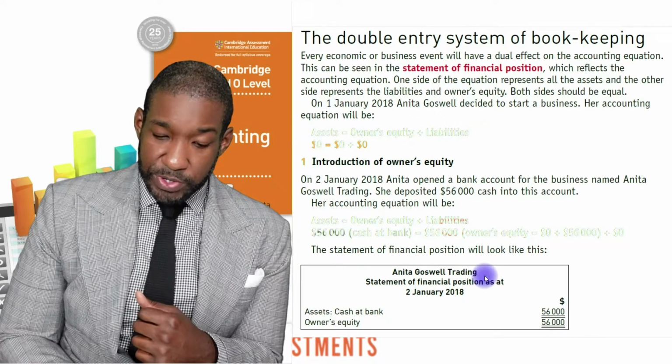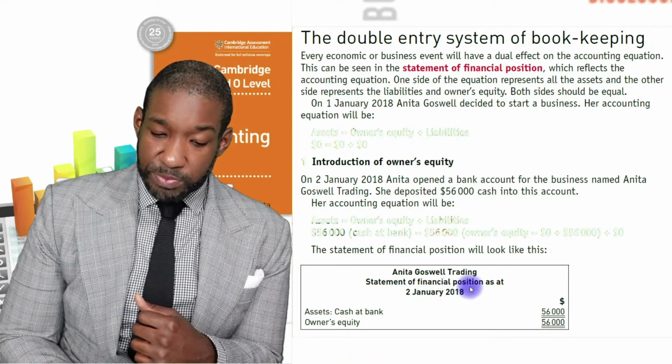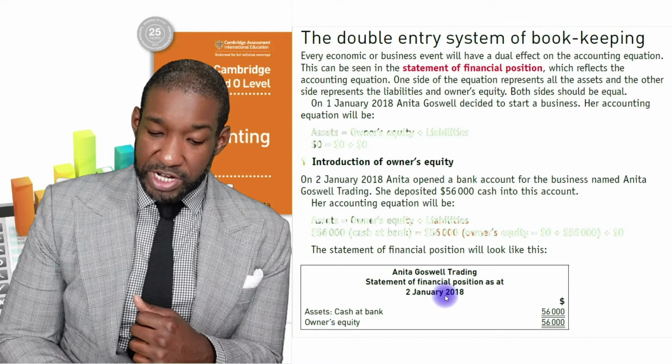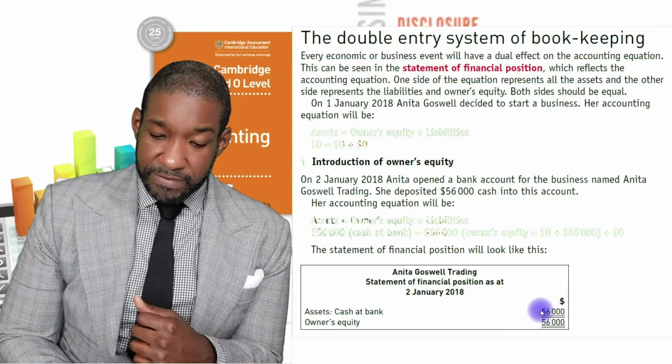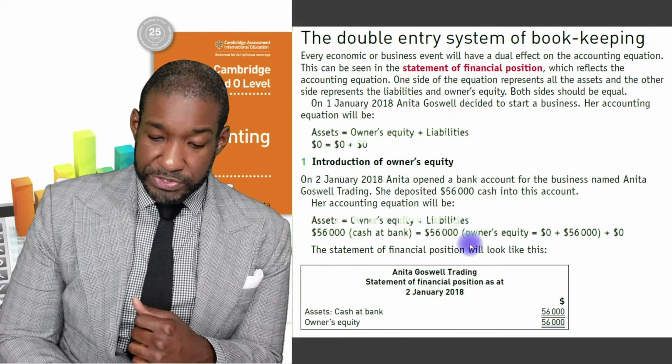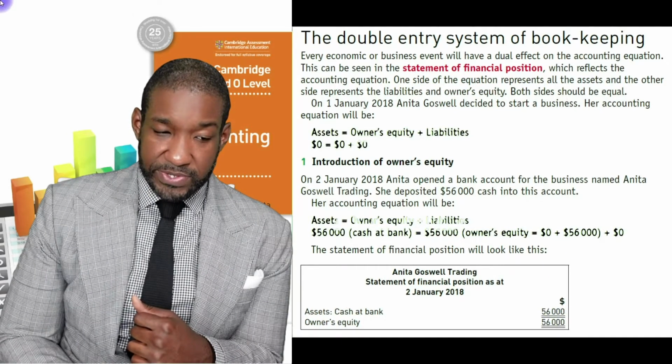Anita Goswell Trading, statement of financial position as at the 2nd of January 2018. Assets, cash at bank, $56,000. Owner's equity, $56,000.